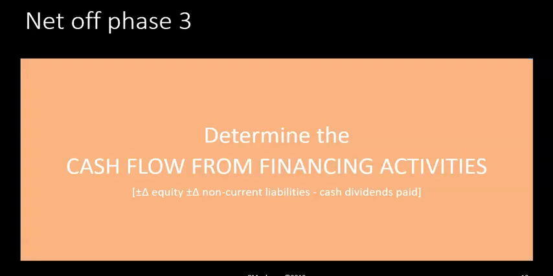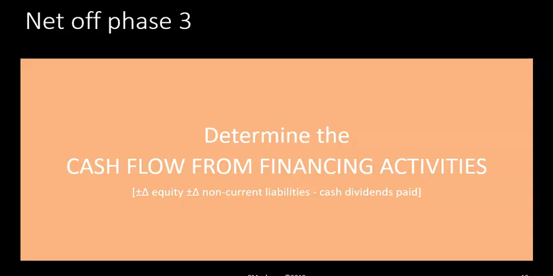All right? So you would again net off phase 3 by adding up, right, so add or subtract any changes to your equity, any changes to your non-current liabilities, and take away the dividends paid, right? That will give you cash flow from financing activities.